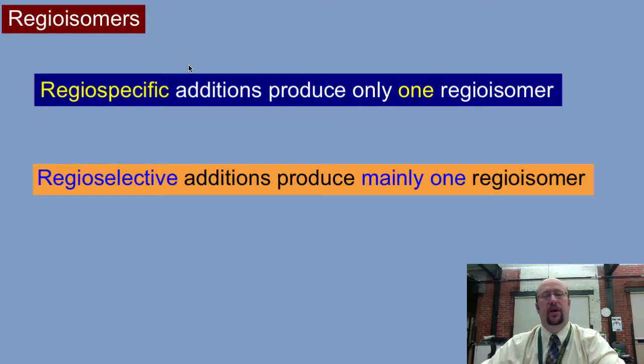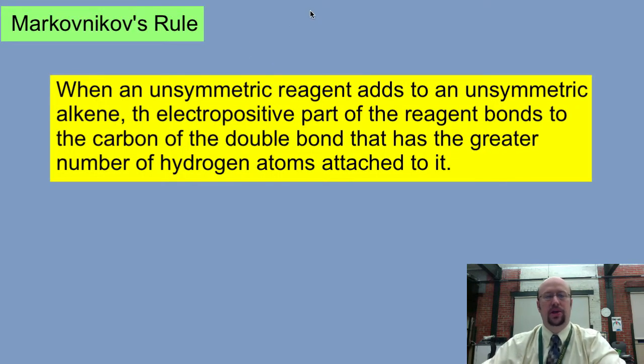We have to figure out which of these two things we are more likely to get. For regioisomers, we can get only one regioisomer, or we can get mostly one regioisomer. A lot of reactions tend to be regioselective, meaning we're going to get mainly one thing. And that's important to us. Yes, again, we can get some of the other stuff, but it's really important to know what the main product is, because that obviously is what we're going to be working with most of the time. So how do we know that?